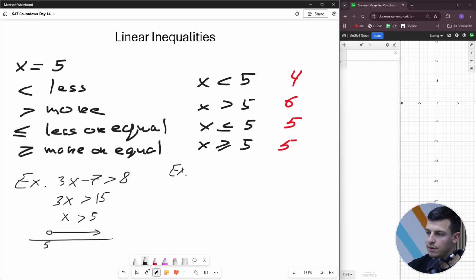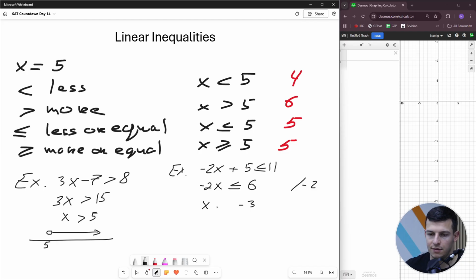Another example is about that multiplication thing I talked about. So -2x plus 5 less than or equal to 11. Again, I'm going to do the same thing, move numbers to one side. -2x less than or equal to 6. Now, I need to find x, not negative x. So I need to divide this by -2. If I divide this by -2, this is going to be x, and this is going to be -3.